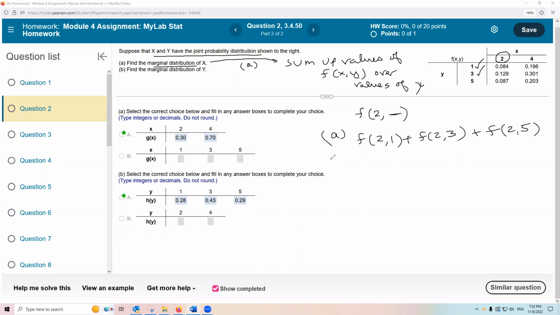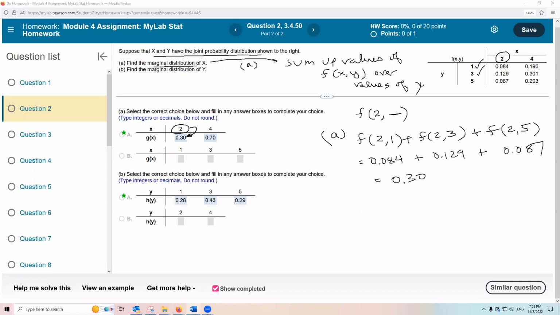Well, these values I can get right from the table. F of 2 comma 1 is given to me in the table as 0.084. F of 2 comma 3 is 0.129. And f of 2 comma 5 is 0.087. If I add these up, these work out to be 0.30. So when x is 2, the answer is 0.30.